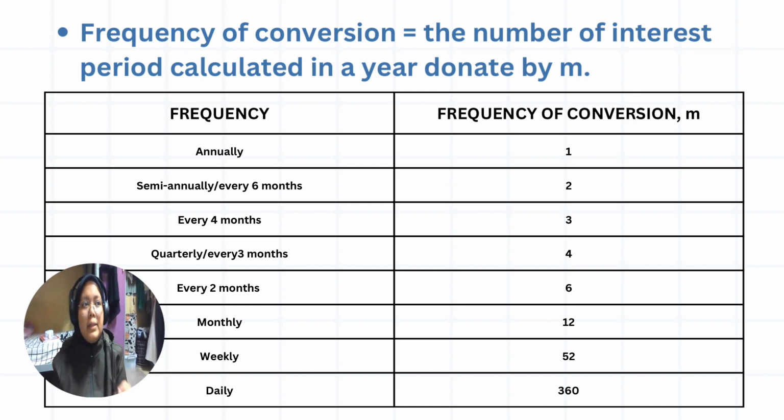So the question will tell you that it will be compounded annually or semi-annually or quarterly, according to the question. So you will get your M based on the question.